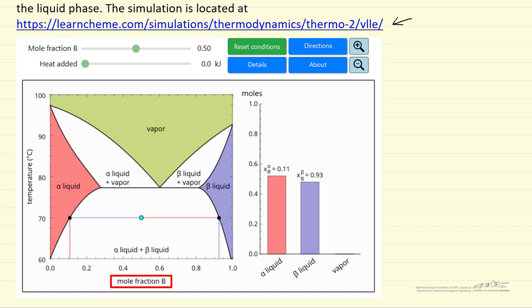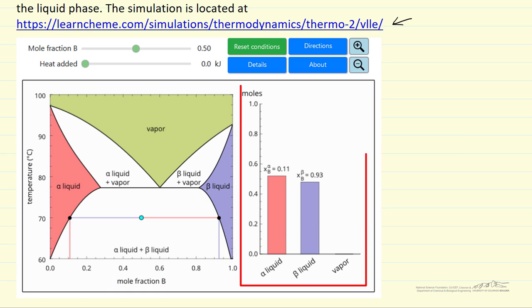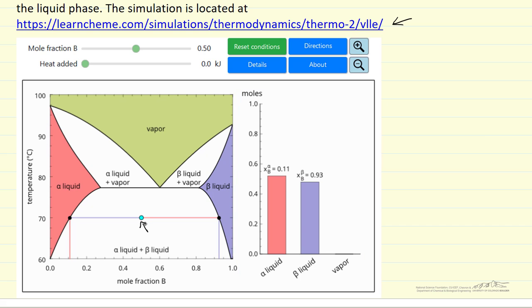And then to the right, we have a bar graph that shows, if we have a total of 1 mole, how many moles are in the alpha phase in this case, and how many in the beta phase for this particular point. And so the alpha phase is mostly component A, and B is partially soluble in A at that composition regime. And the beta phase is mostly component B, with A being partially soluble.